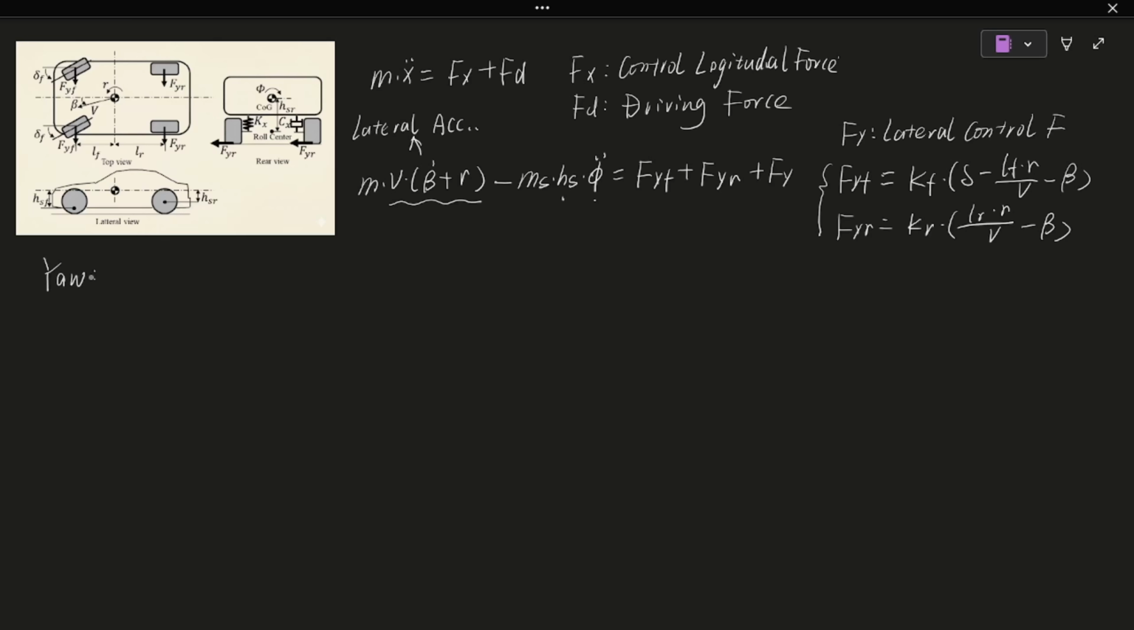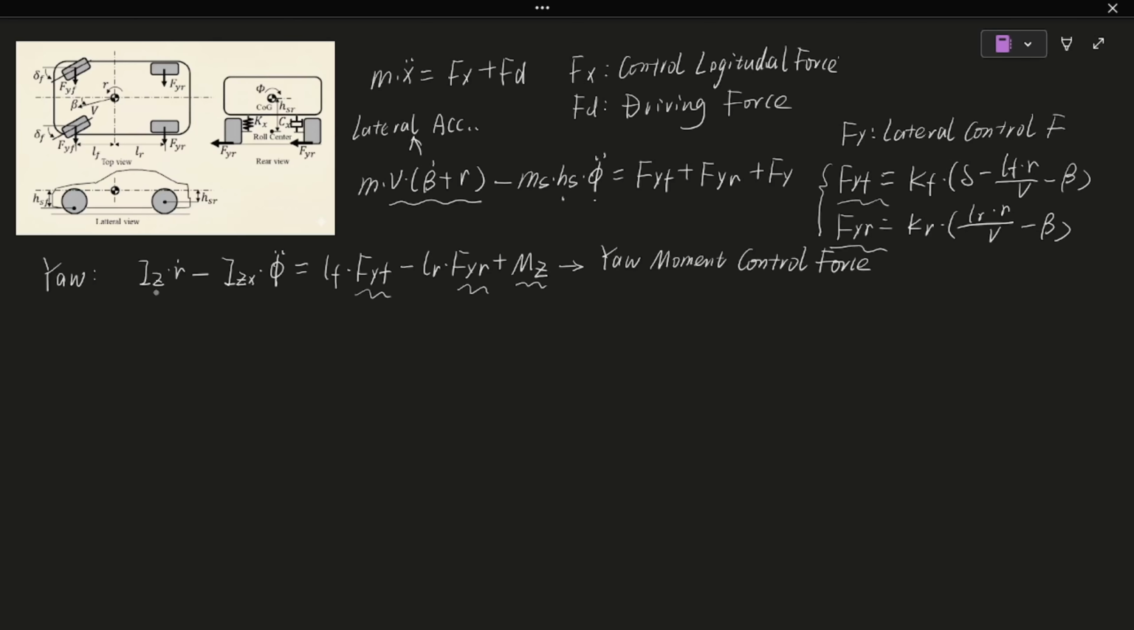Next, yaw motion equation. Iz r dot minus Izx phi double dot equals lf times Fyf minus lr times Fyr plus Mz. Here, Mz is the yaw control moment. Iz and Izx are the yaw moment of inertia and the yaw roll product of inertia respectively.